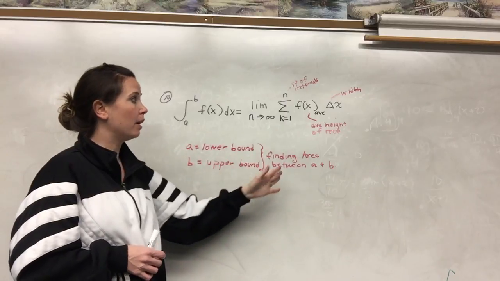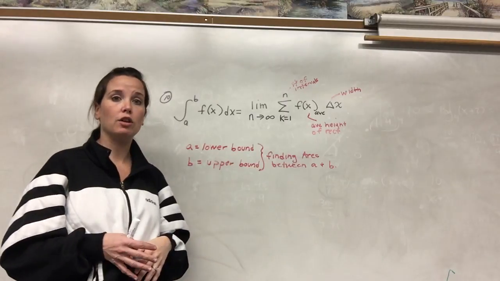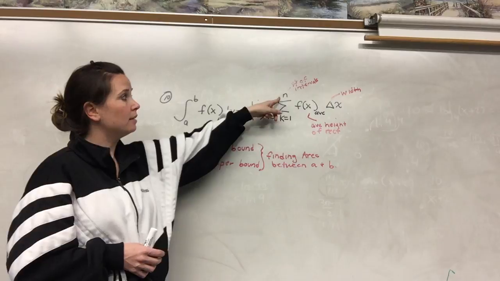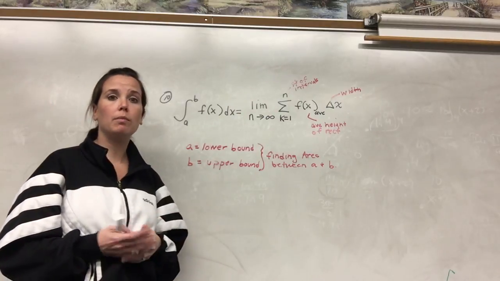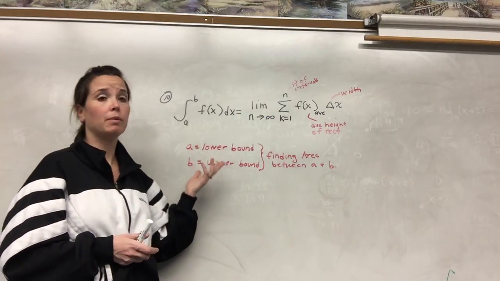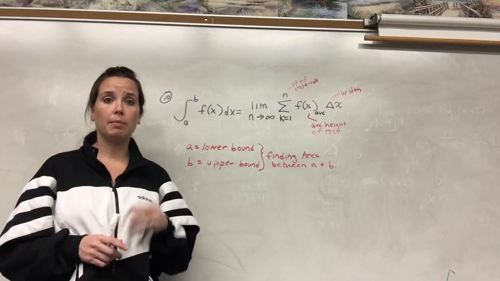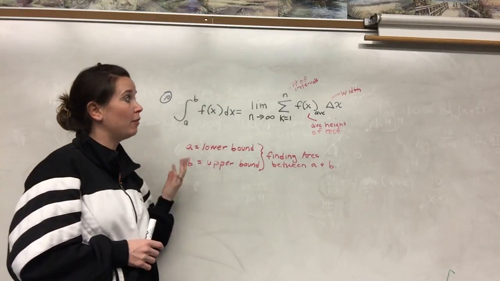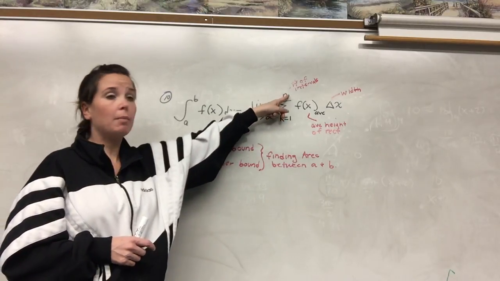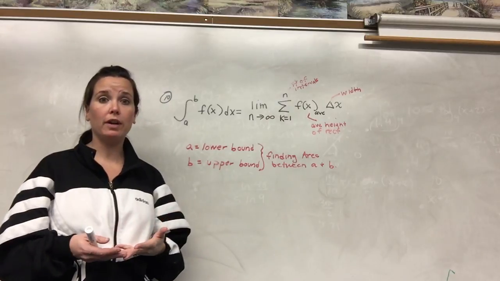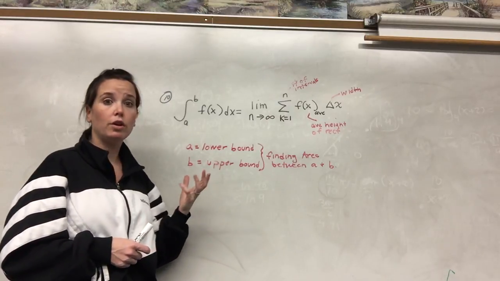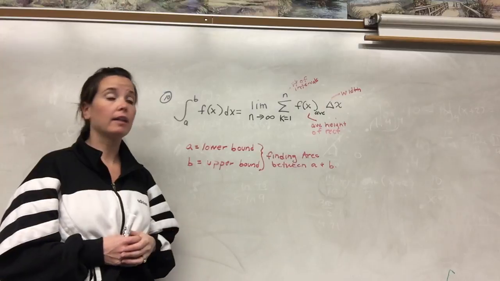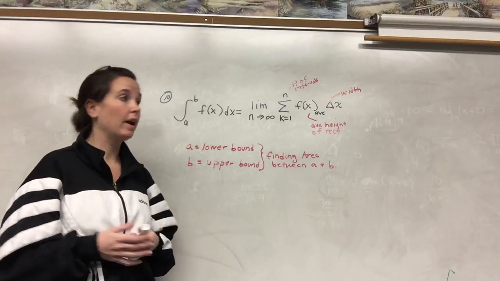I have written up here in red some things you might want to add to your notes. N stands for the number of intervals. So in most of the problems that we did today, it asked us to break things up into 4 sub-intervals. But if you think about it, the more sub-intervals you use, approaching infinity, the closer and closer you're going to actually get to being exact, because there's less margin of error there.